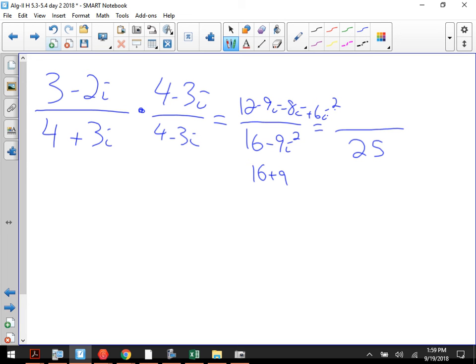Since it's a plus 6i squared, I can say that is now negative 6. Good. So what's 12 minus 6? 6. So I get 6, negative 9 minus 8, all over 25.